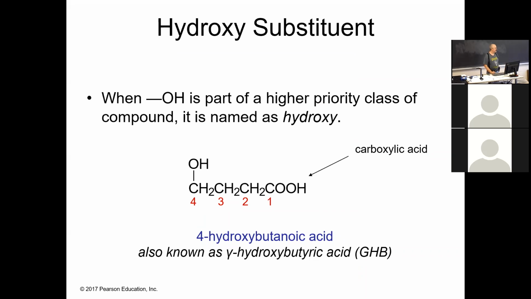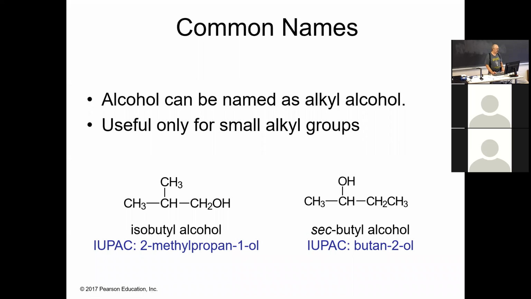Okay, so carboxylic acid takes precedence over an alcohol. So the alcohol is not the primary functional group. The carboxylic acid is automatically on carbon number 1. Butane is 4, so this is butanoic acid. And the alcohol group as a substituent is a hydroxy. This is also known as gamma hydroxybutyric acid. That's a common name.